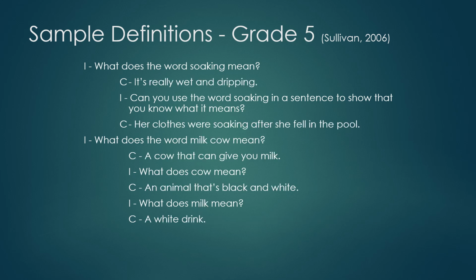Here are some examples of a 10-year-old in grade 5. The word soaking again. It's really wet and dripping. Her clothes were soaking after she fell in the pool. What does the word milk cow mean? A cow that gives you milk. An animal that's black and white, and a white drink.